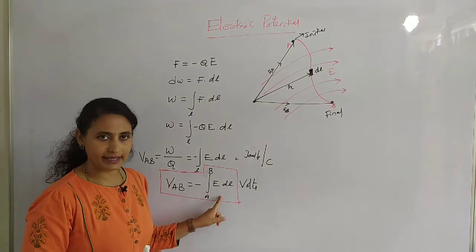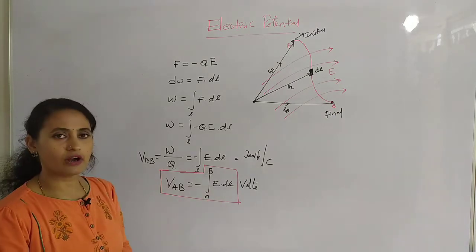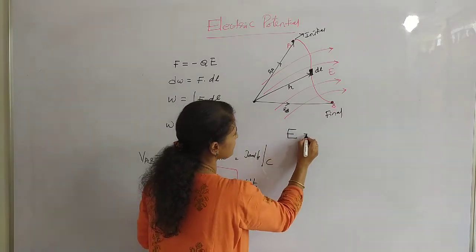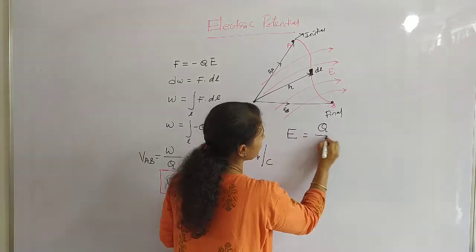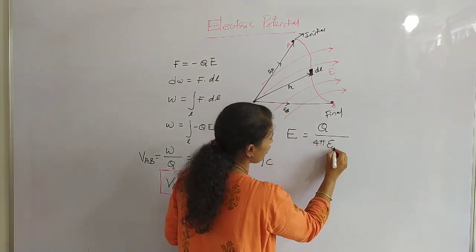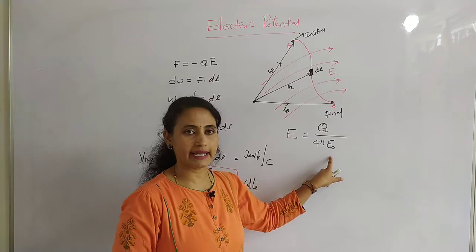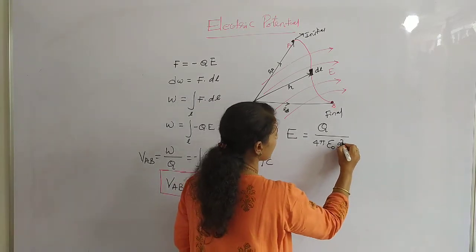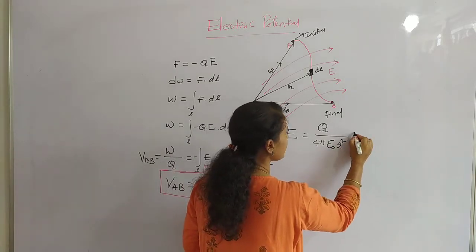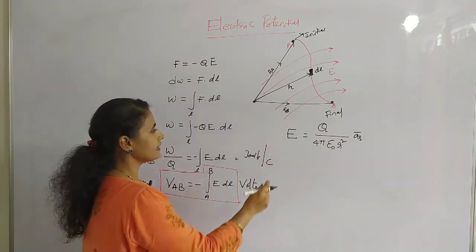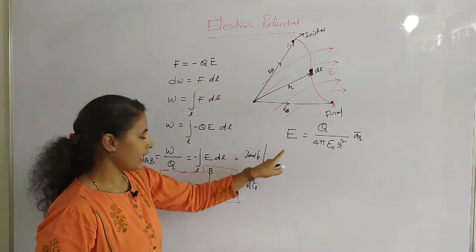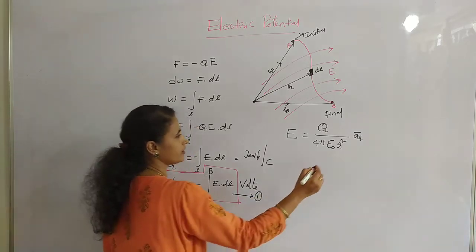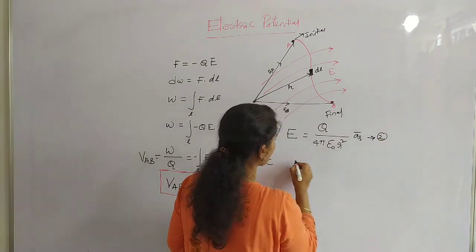Substituting the value of E. Okay, from Coulomb's law we have already defined the electric field. The electric field is given by Q upon 4 pi epsilon naught R square in the direction AR, where this epsilon naught indicates the permittivity of free space. Okay, now let us substitute the value of E in this equation. So let me give the numbers. Let this be equation 1. Let this be equation 2.